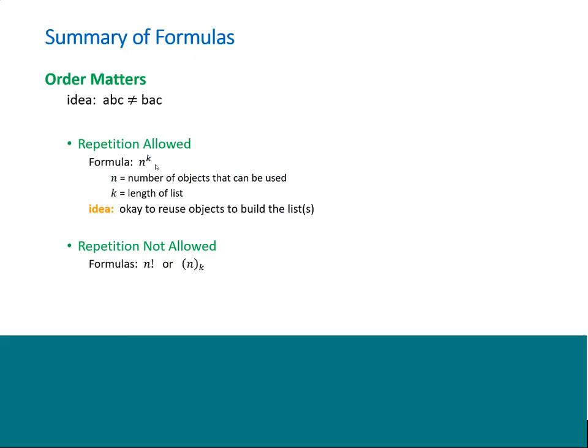With repetition not allowed, this is when you'd use your factorial or your falling factorial. Each time you use an object, the number of objects you're allowed to use for the next position decreases. This is like most of the examples we just looked at, especially the one with the books. You put one book on the shelf, you now can't use that book again later. Okay, so this is the summary of all the formulas.